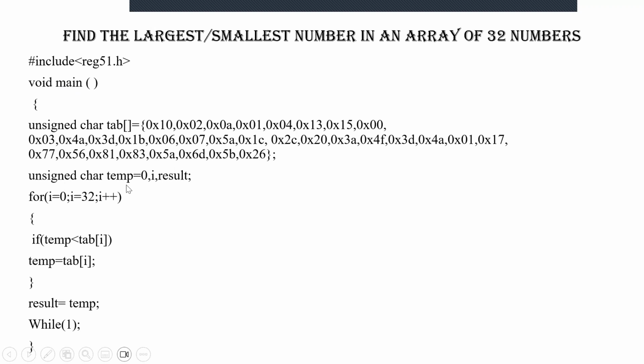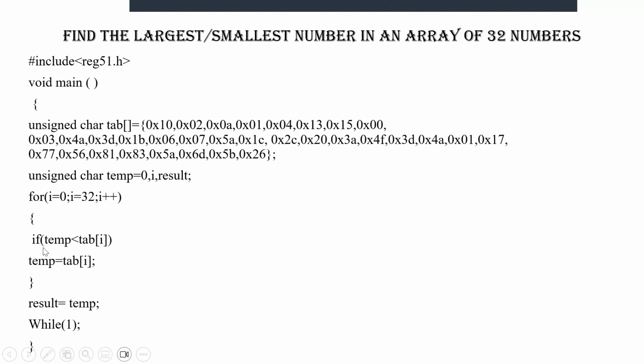Now, unsigned char, you are initializing your temporary register value as 0, and initializing i for the loop, and result, where the final results are to be stored. Now, for i equal to 0, i lesser than 32, i is not equal to 32, i plus plus. So now i is equal to 0. When i is equal to 0, it is obviously less than 32, so it enters into the loop.